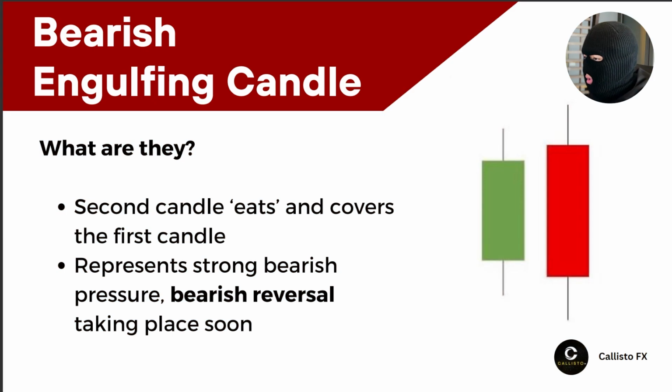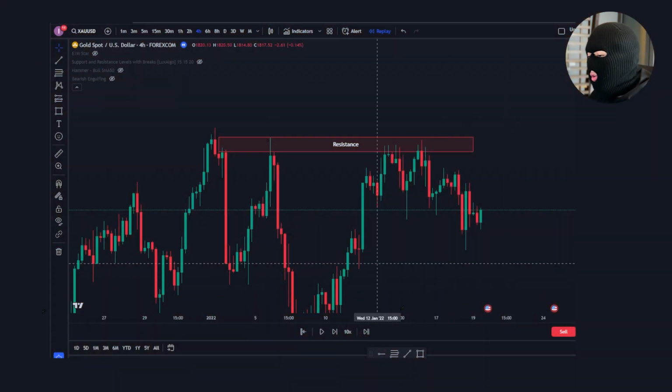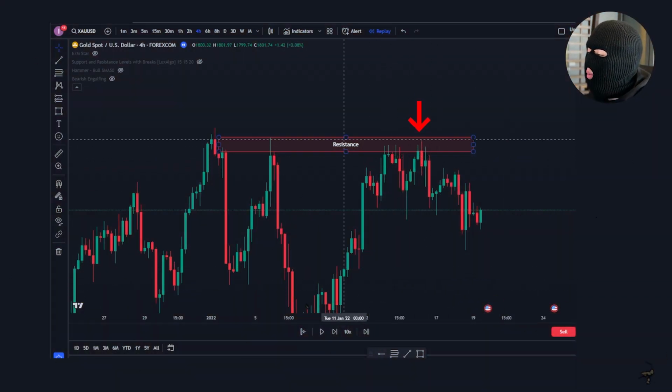Similarly, for the bearish engulfing candle, the second candle must eat the first candle, and it tells us that the bearish candle is way stronger than the bullish candle in the market, therefore engulfing the first bullish candle. It indicates that price wants to reverse to the downside. Therefore, you can use this with a resistance zone for higher probability sells.